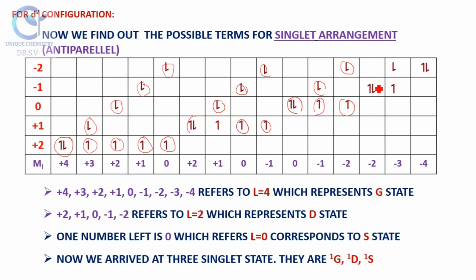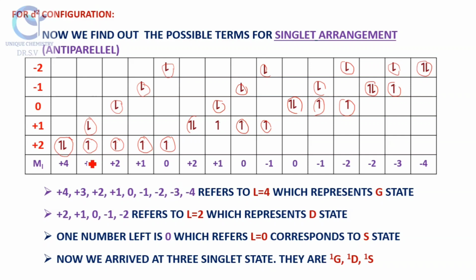Next we start from the minus 1 level with anti-parallel spins. Keeping the first electron here, the second electron goes to the next level. The last possibility is placing both electrons anti-parallel in the minus 2 level. So we have completely exhausted all possible arrangements of these two electrons with anti-parallel spins.